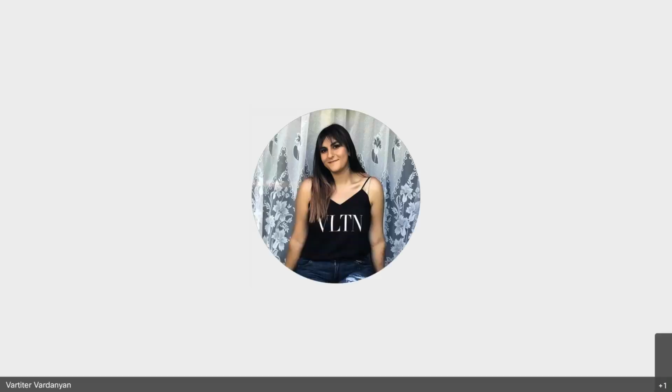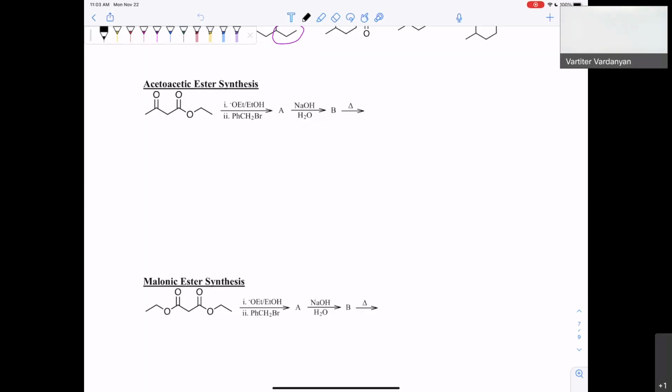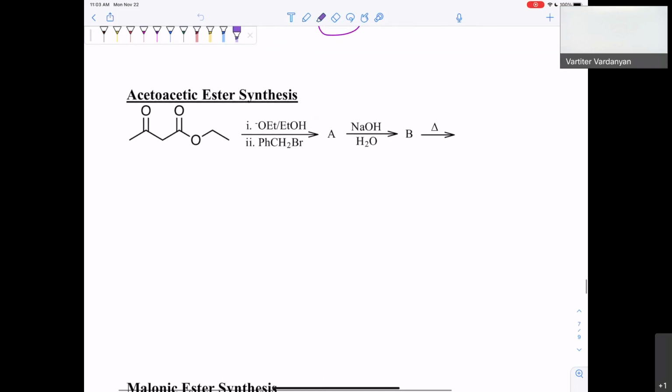So these two reactions are called the acetoacetic ester synthesis and the malonic ester synthesis. And the best part about these reactions is that they are completely deceptive. So the name is the ester synthesis, right? We are not making an ester. We are starting with an ester.